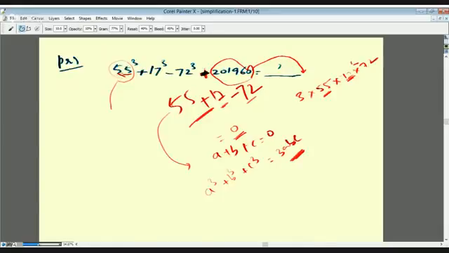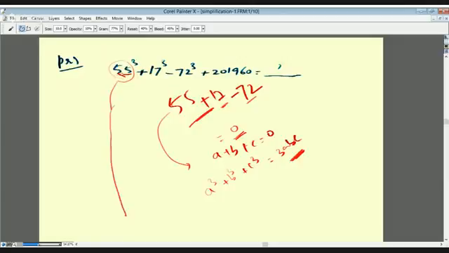Let me explain once again so that there is no confusion or missing clarity in this problem. Yeah, so try to take these numbers. What we have got is a plus b plus c is equal to 0. We got a cube plus b cube, so I write this as 55 cube plus 17 cube minus 72 cube.